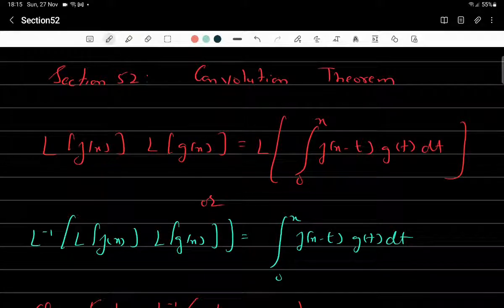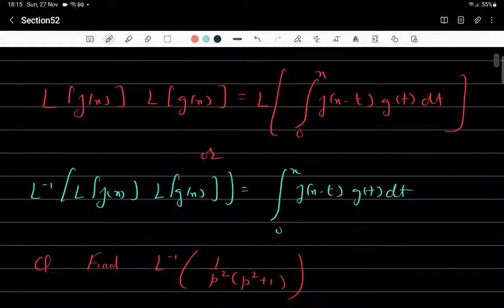Good morning everyone. So this is the last topic of Laplace transform, which is known as the convolution theorem. It says that Laplace of f of x multiplied by Laplace of g of x is the same as Laplace of integral 0 to x f of x minus t g of t dt. Or you can say that Laplace inverse of Laplace of f of x times Laplace of g of x can be easily computed if we know f of x and g of x.